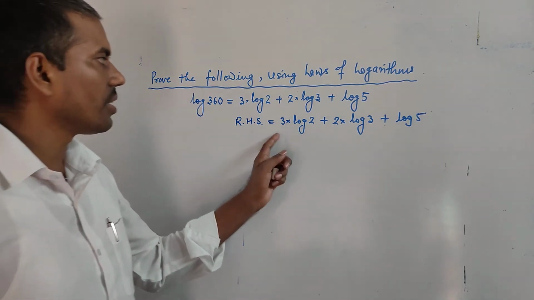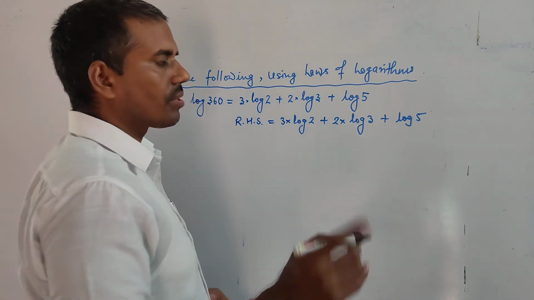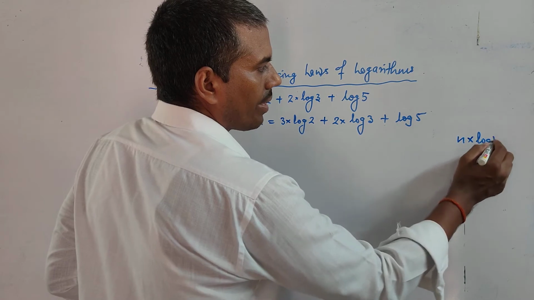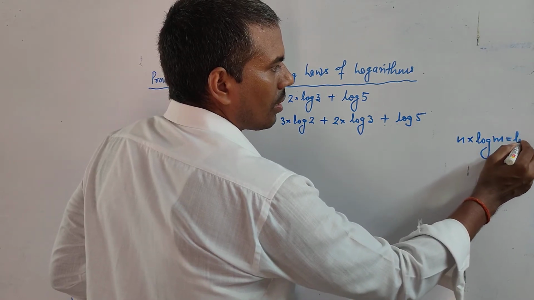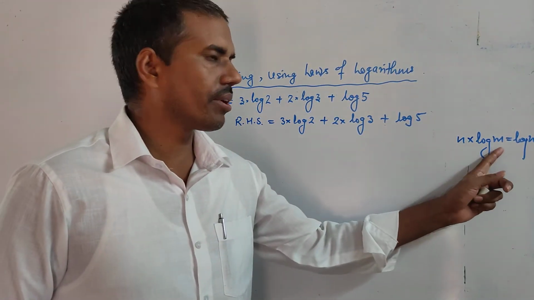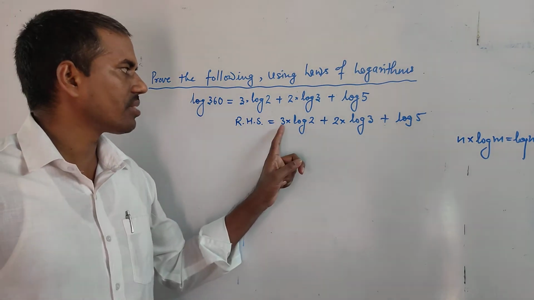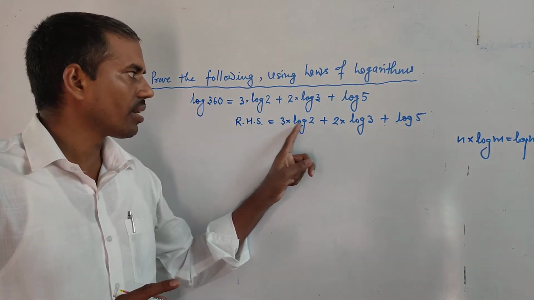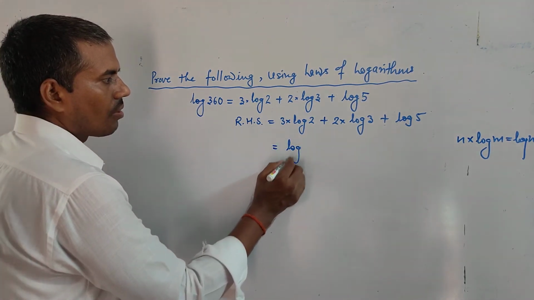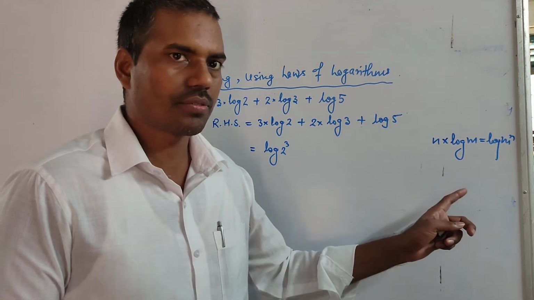The first term is 3 into log of 2. We know that using the law of exponent, n into log of m is equal to log of m to the power n. Here n is equal to 3 and m is equal to 2. We can write it as log of 2 to the power 3.